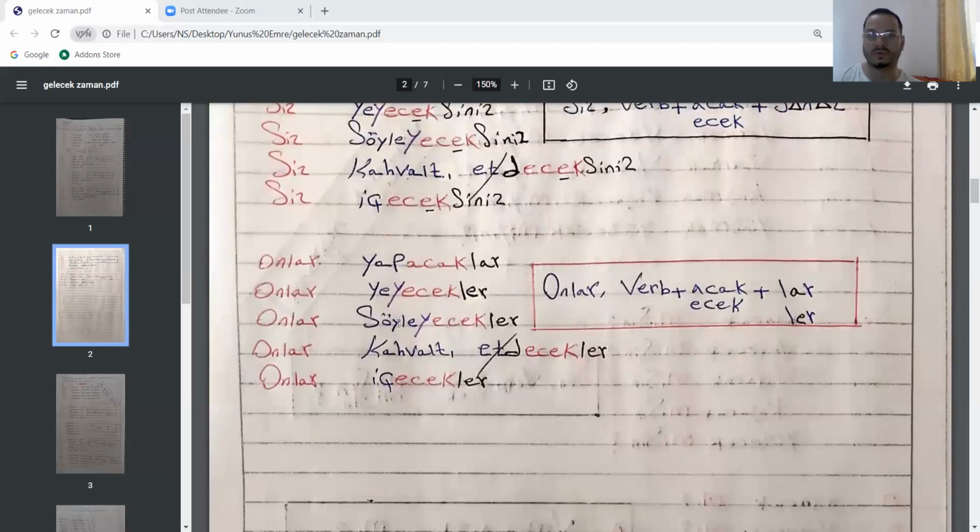Now let's talk about the last one, onlar, them. Yapacaklar. Let's take a look at this form, onlar: the base form plus acak/ecek, plus lar or ler. That depends on the vowel letter we're dealing with. Acak-lar and ecek-ler are the same tone. Yapacaklar, yiyecekler, söyleyecekler, kahvaltı edecekler, içecekler.